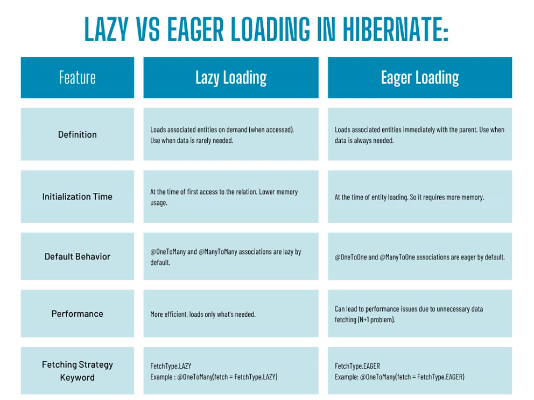So there are two types of strategy to load the data in Hibernate: one is lazy loading and another one is eager loading. In lazy loading, it loads associated entities on demand, when the user needs them. And in eager loading, it loads associated entities immediately with the parent.